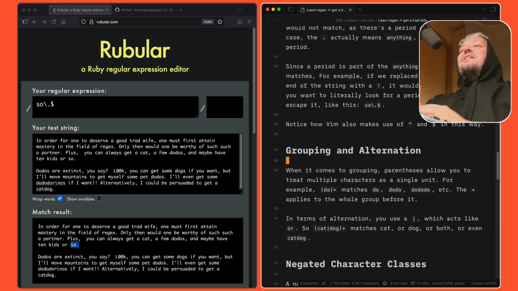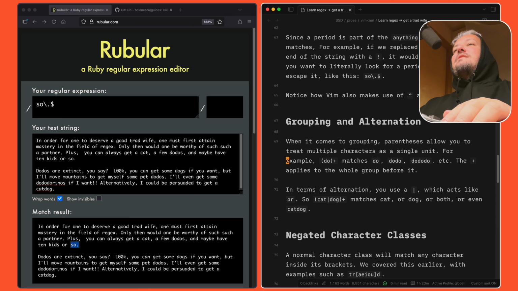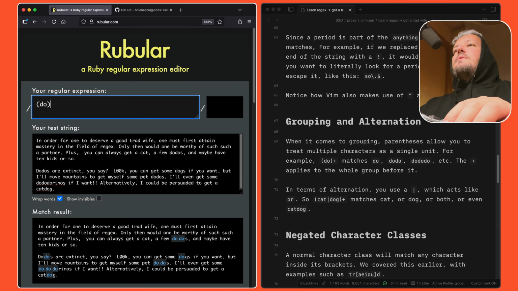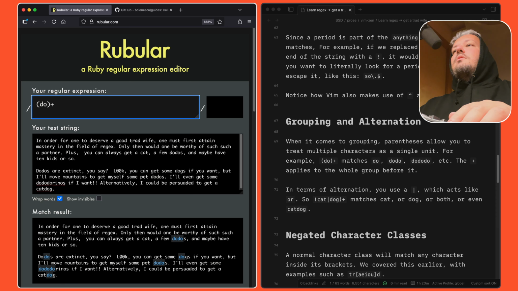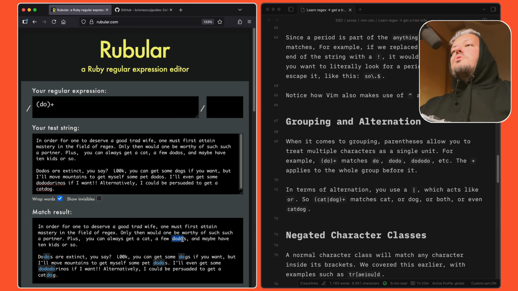Grouping and alternation. When it comes to grouping, parentheses allow you to treat multiple characters as a single unit. So what does that mean? If we put something in parentheses like that, like do, for example, it will match multiple instances of do. So this is do, do, right? There's a do in here. There's a do in dog. However, if we add a little plus to it, then we get matches like dodo and do and dodo here. So these are no longer separate matches of individual do's, but they're one match.